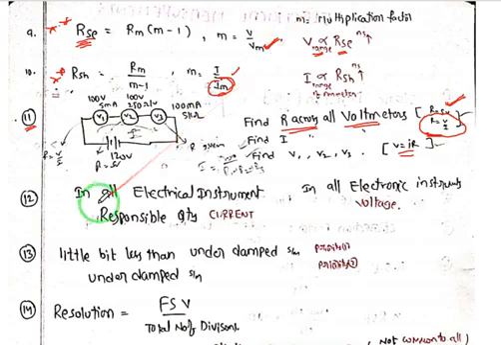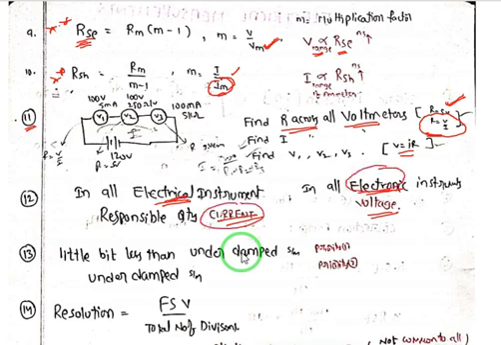In all electrical instruments, the responsible quantity is current. Very important. For electronic instruments, the responsible quantity is voltage. Very, very important.